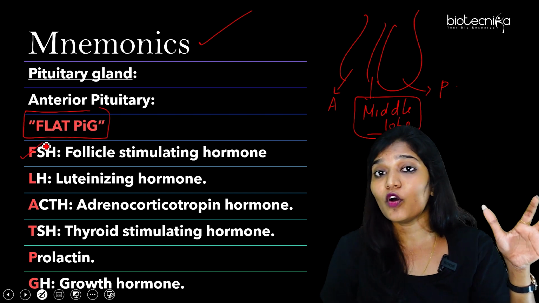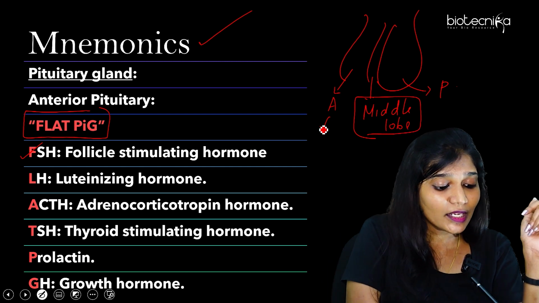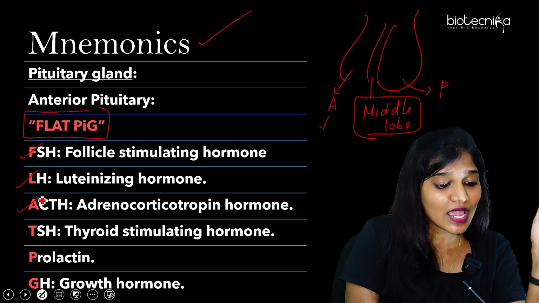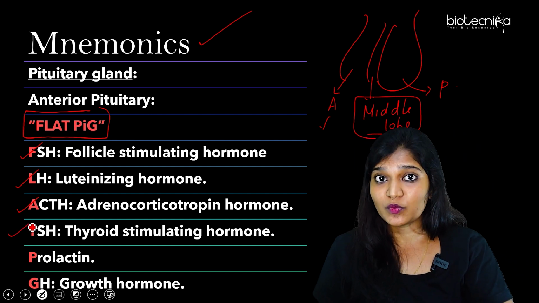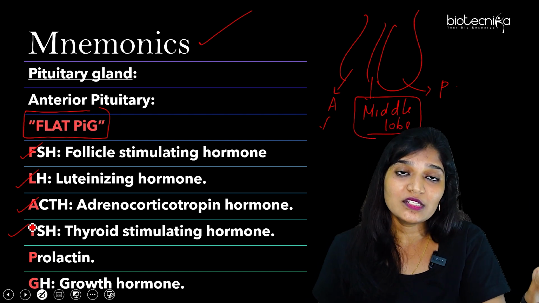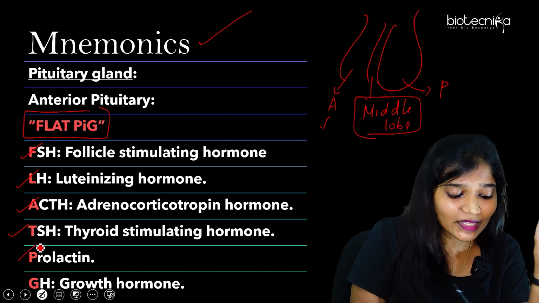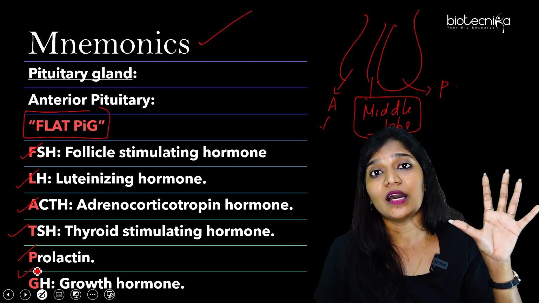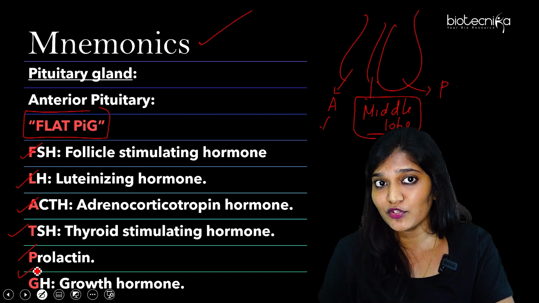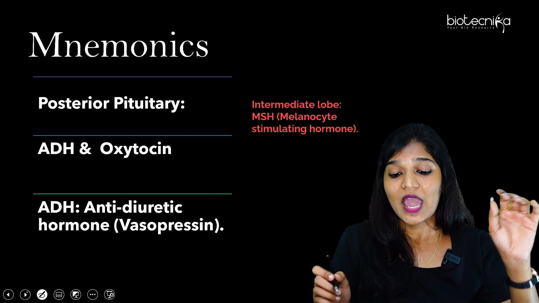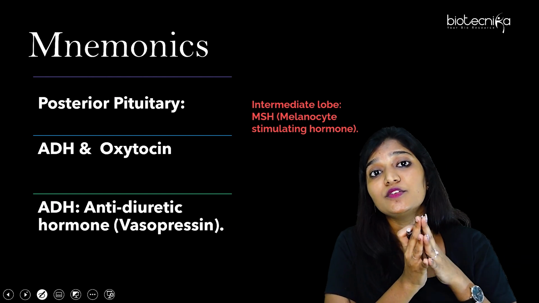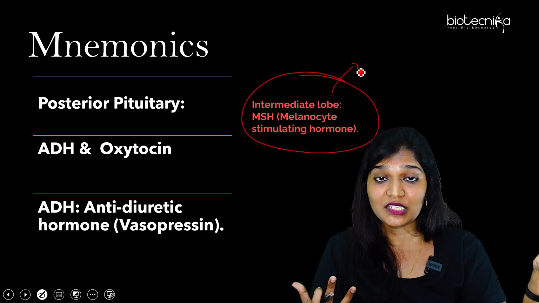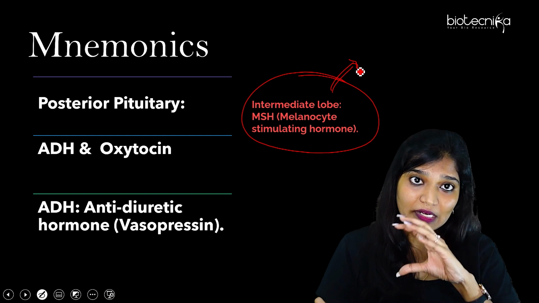So F is referring to follicle stimulating hormones, comes from this. Luteinizing hormones, yes. ACTH, adrenocorticotrophin hormones, and thyroid stimulating hormones, which is going to stimulate the thyroid to produce thyroxins, which is going to be T3, T4, and then prolactins and growth hormones. So if you remember flat pig, you will not forget the hormones which are produced from the anterior part of the pituitary, which is going to be adenohypophysis. And we know about the middle lobe of the pituitary is going to produce melanocyte stimulating hormones. This is mainly responsible for the pigmentations. So this is produced only from the middle lobe of the pituitary.